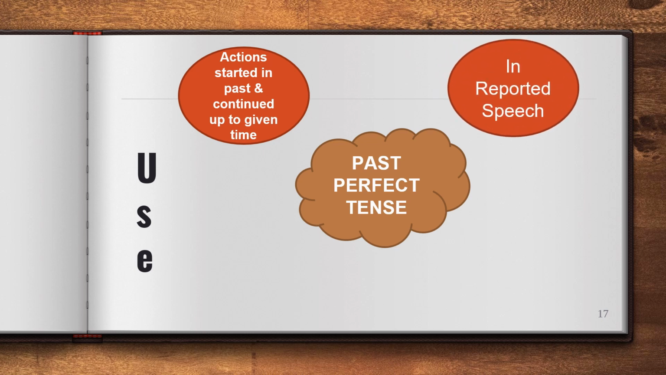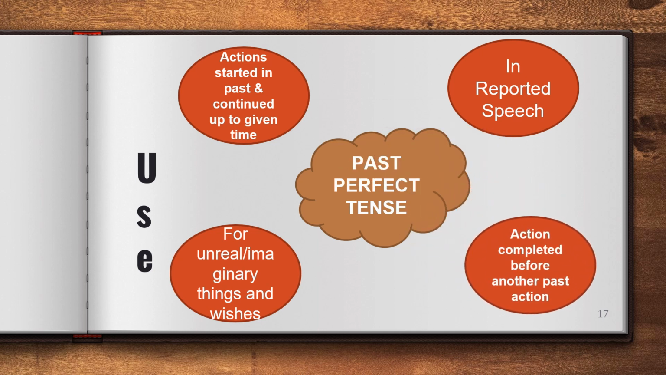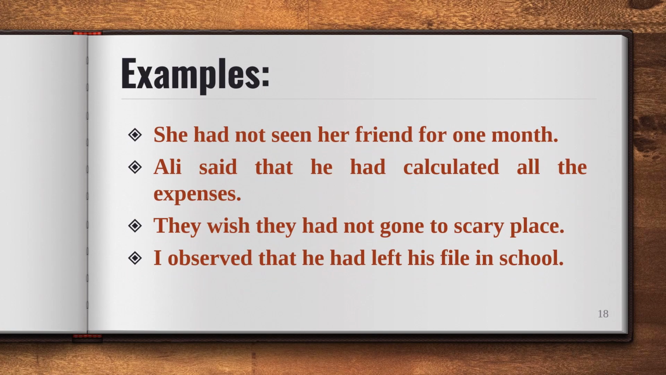In reported speech, for unreal imaginary things and wishes, for actions completed before another past action. Let me explain it to you with the help of examples. She had not seen her friend for 1 month. Ali said that he had calculated all the expenses. They wish they had not gone to the scary place. I observed that he had left his file in the school.